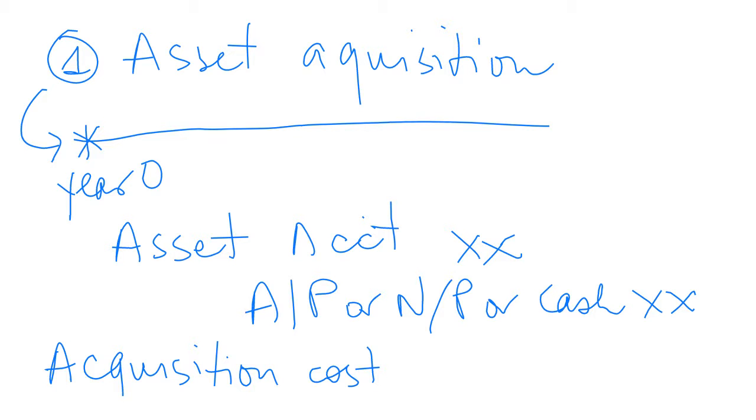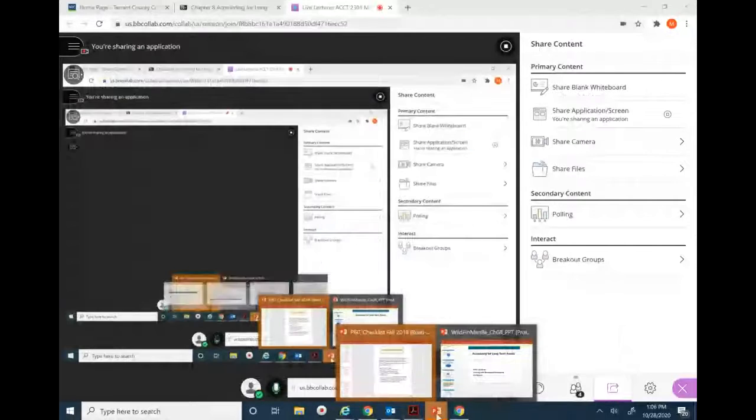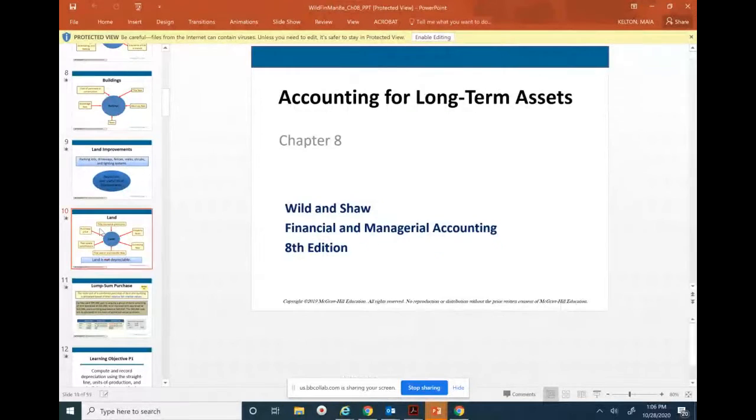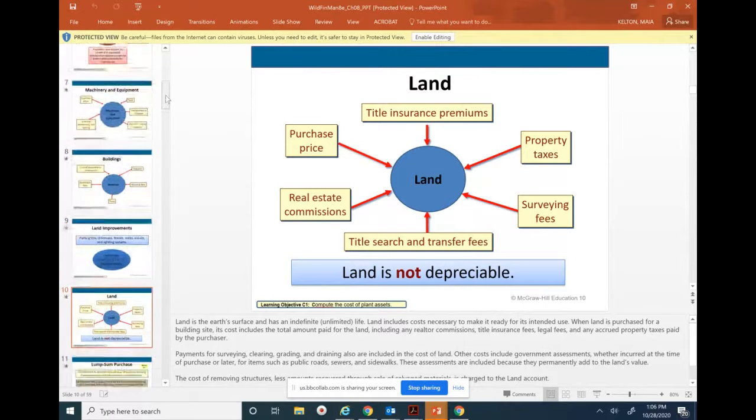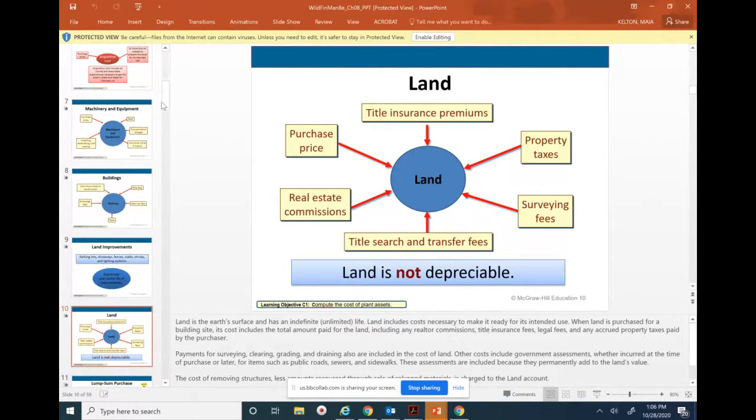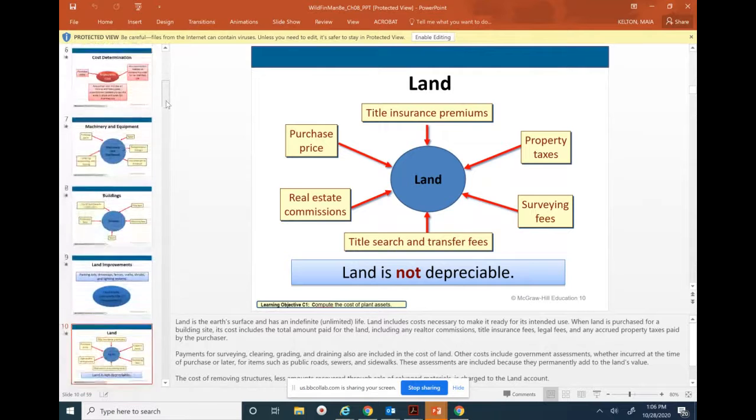So I'm going to skip a few slides. Let me go ahead and share this with you again because I think it got unshared. I'm going to skip a few slides. I'll go straight to the PowerPoint slide, which describes what we include in the asset acquisition cost. We start with the purchase price. So let's look at some of the tangible assets first.